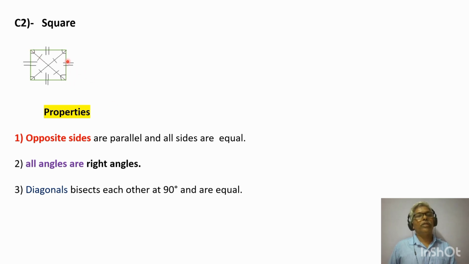So here diagonals are equal and they bisect each other at 90. Diagonals bisect each other at 90 degrees and are equal. So you know the particulars of square. Move ahead to rhombus.